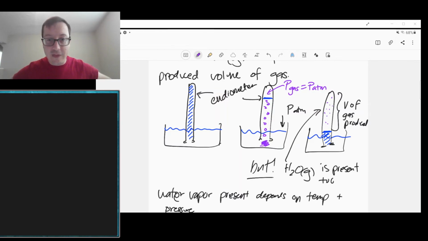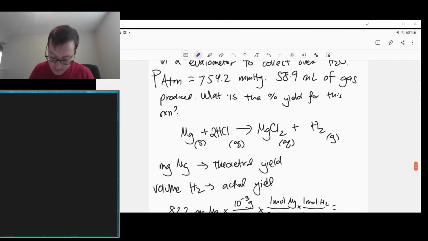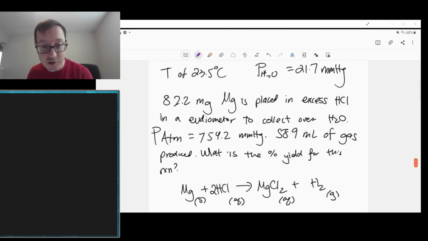So that water level there where I have the arrow pointing to the eudiometer, that water level is there because the pressures are equal to each other. As we produce more gas, we produce more pressure that pushes the water level down. And so we end up having a larger volume at the end. So the pressure of the gas is equal to the atmospheric pressure. All right, so we have a volume, we have a temperature, we have a pressure.